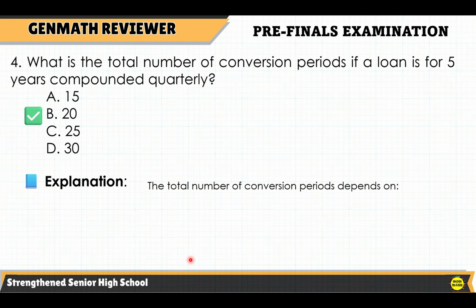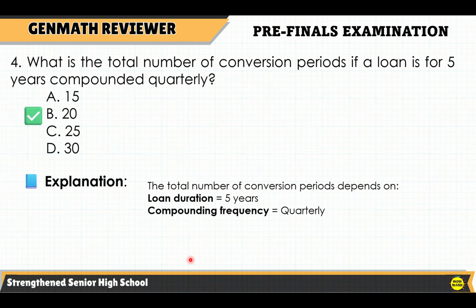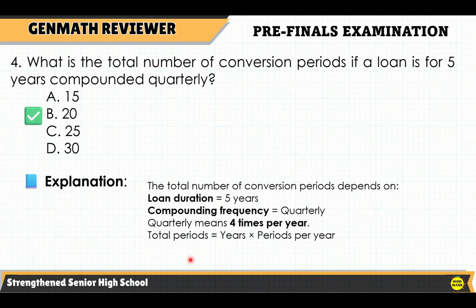So, the total number of conversion periods depends on first, the loan duration, which is 5 years sa given natin, and based on the compounded frequency. So sa given natin quarterly, so ang quarterly, it means 4 times per year. So the total periods is equal to years multiply the period per year. So 5 times 4, that is 20. That's why the answer is letter B.